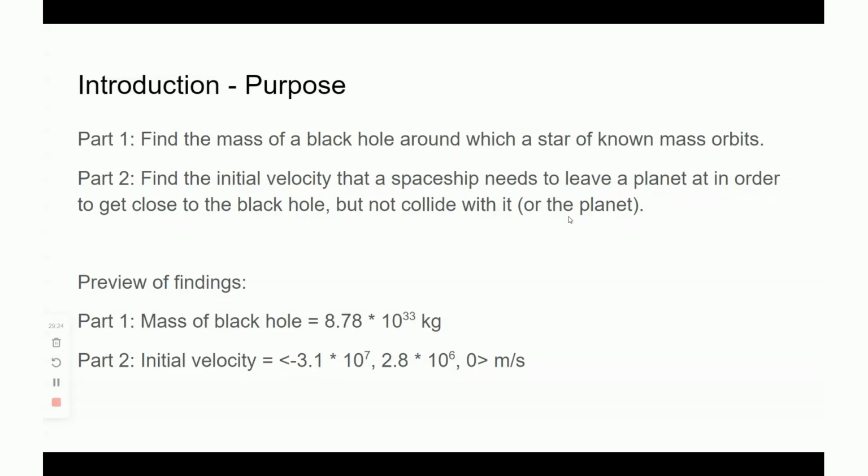Just as a preview, for part one, we found that the mass should be 8.78 times 10 to the 33 kilograms, and that the initial velocity that the spaceship leaves at in part two is minus 3.1 times 10 to the 7th, 2.8 times 10 to the 6th, 0 meters per second.